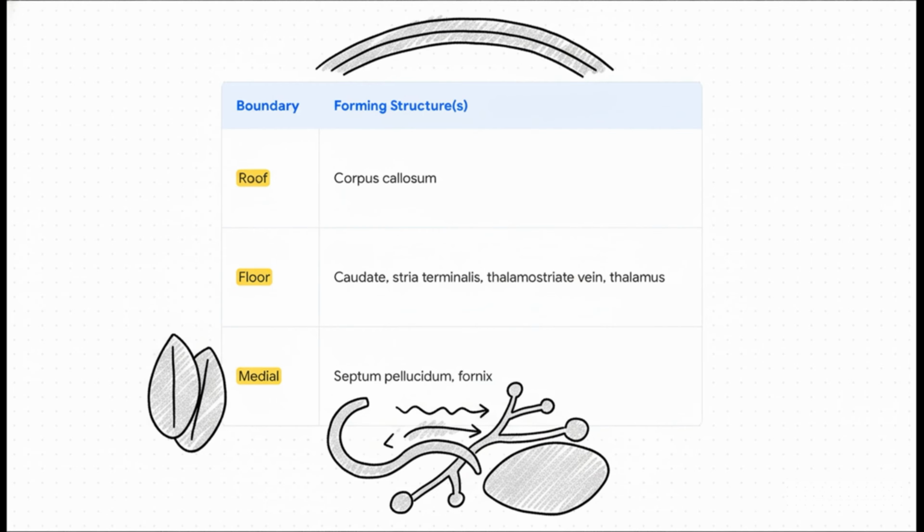Let's walk through the structures on the floor from the outside in. So from lateral to medial, you have the caudate nucleus, then the stria terminalis, then the thalamostriate vein, and finally the thalamus.